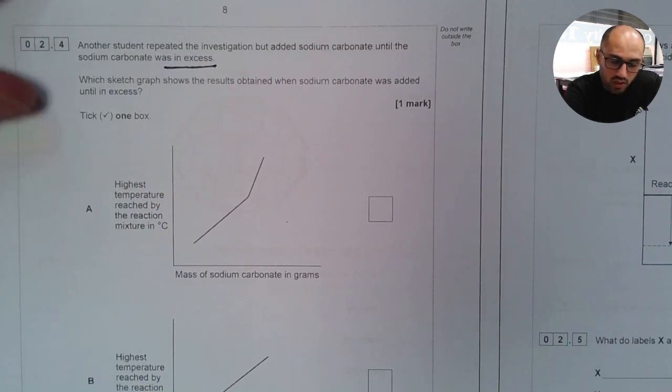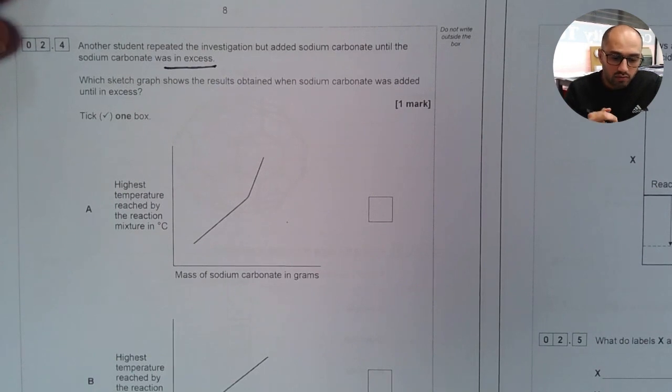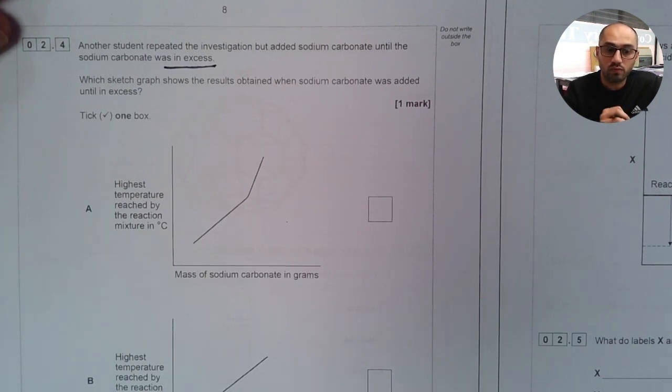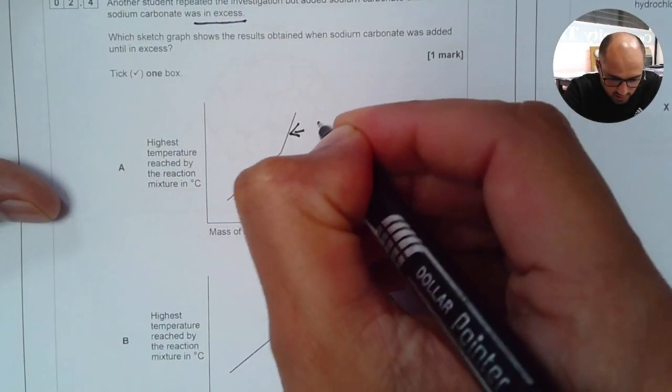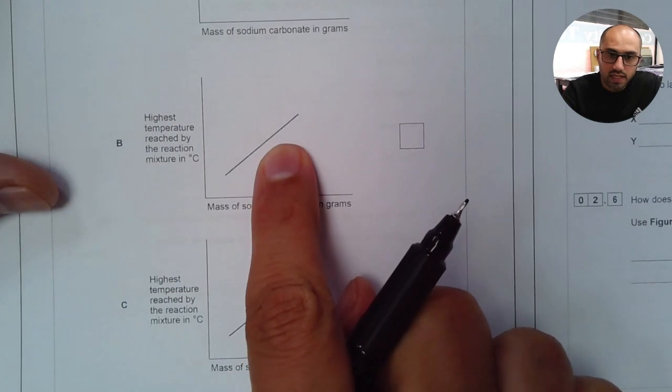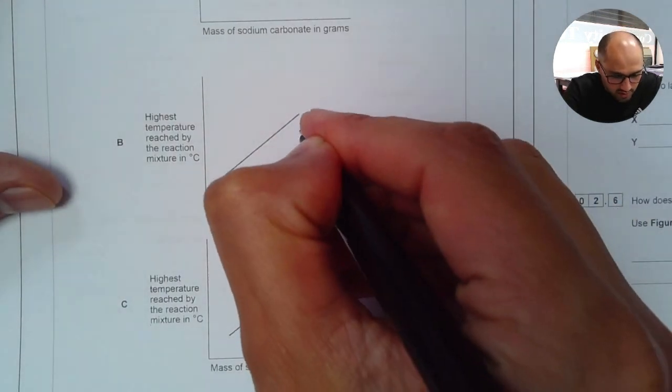Now you have to remember one thing in this case. As you add more and more sodium carbonate, the amount of acid will keep on decreasing. So your reaction will slow down. And if your reaction slows down, that means the temperature increase will also fall. This is wrong because this part is incorrect. In this case, there is no change in temperature taking place. Again, this is not right.